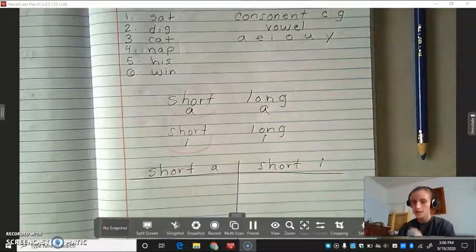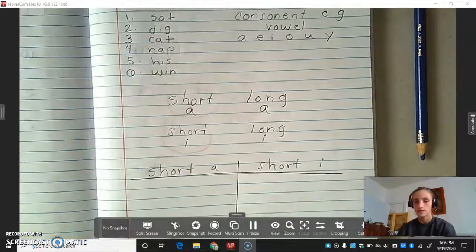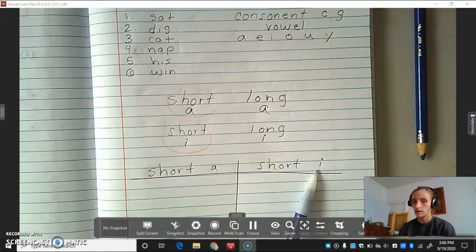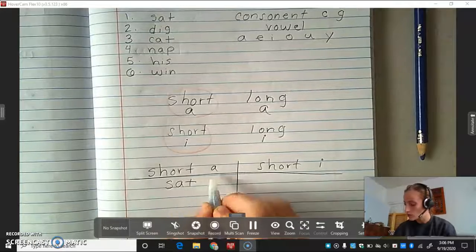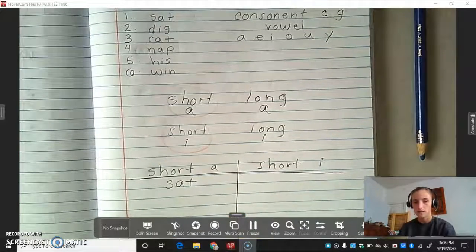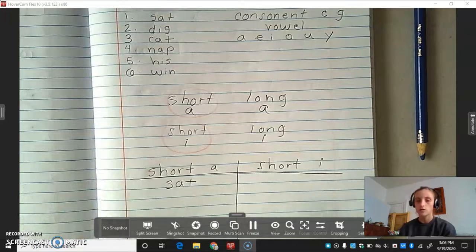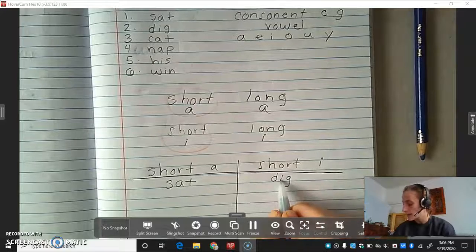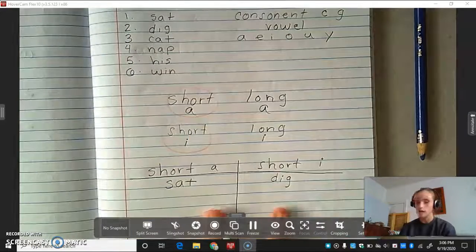So let's do number 1 together. Number 1 says s-at. Should I put that with ah or ih? Ah, right, because at goes under the short A. What about number 2, dig? Which part of the chart should I put dig in? Right, over here, because it says ih, so it goes in short I. Go ahead and put all of your words in the correct spot.